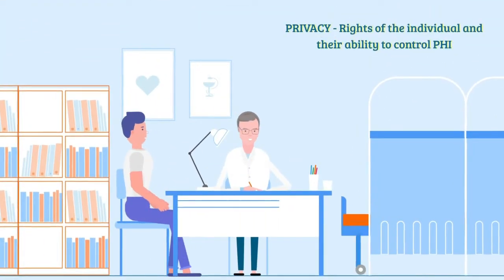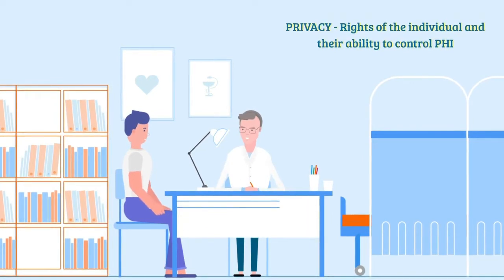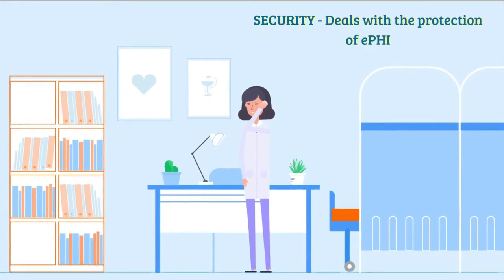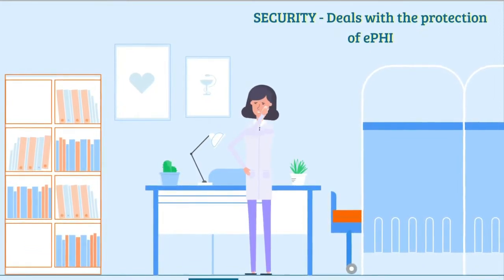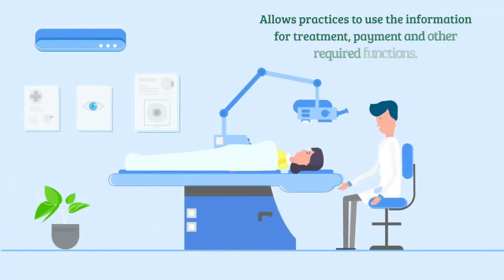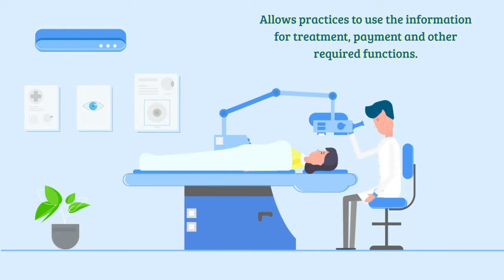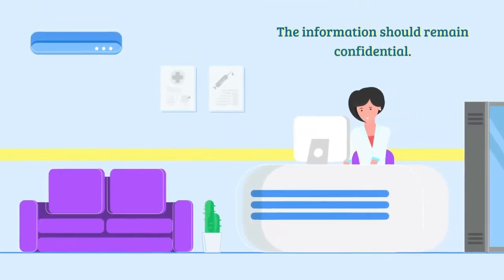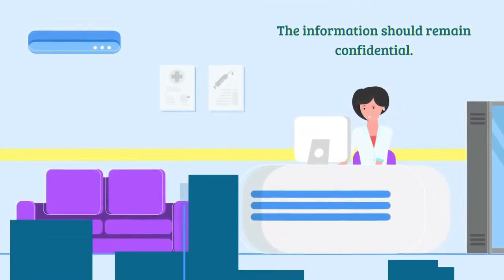HIPAA privacy rule focuses on the rights of the individual and their ability to control their protected health information. The HIPAA security rule, on the other hand, only deals with the protection of the electronic PHI. HIPAA privacy rule allows practices to use the information for treatment, payment and other required functions. But it ensures that for any other cases, the information should remain confidential.